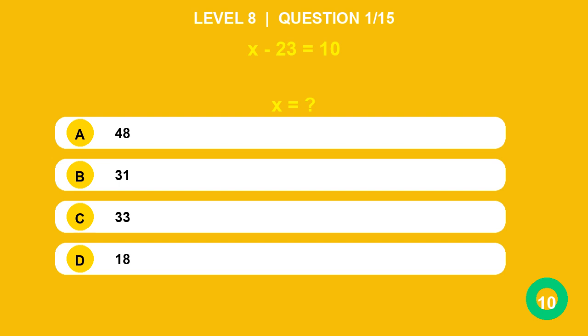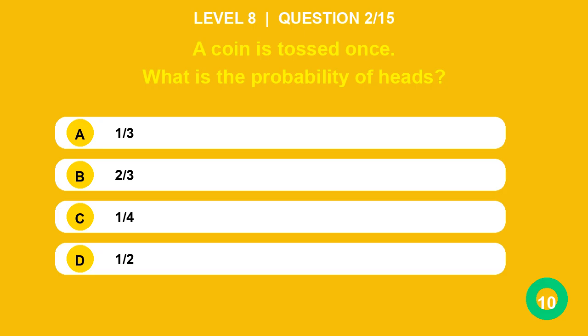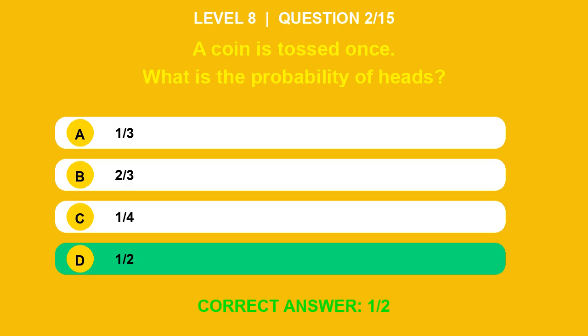X minus 23 equals 10. X equals? Answer is 33. A coin is tossed once. What is the probability of heads? Answer is 1/2.